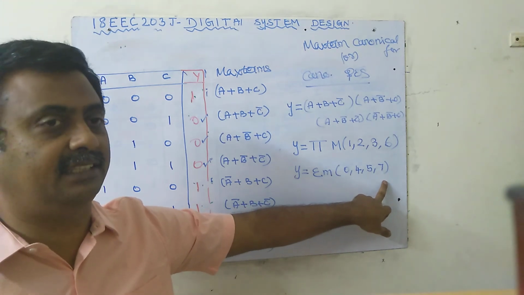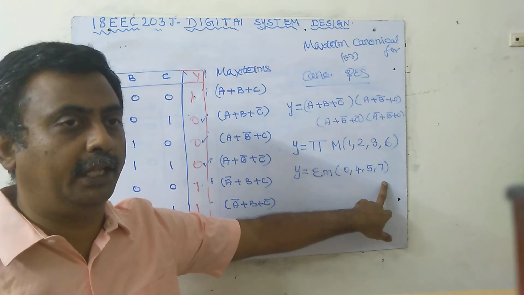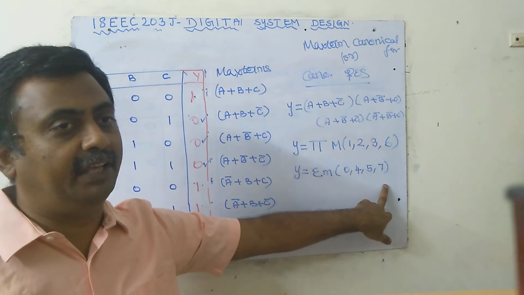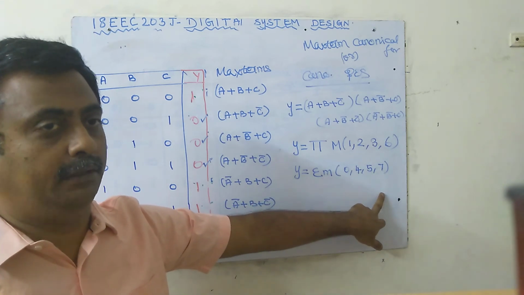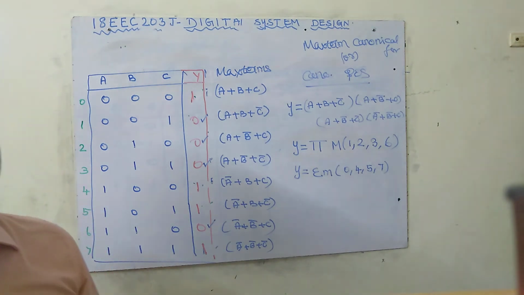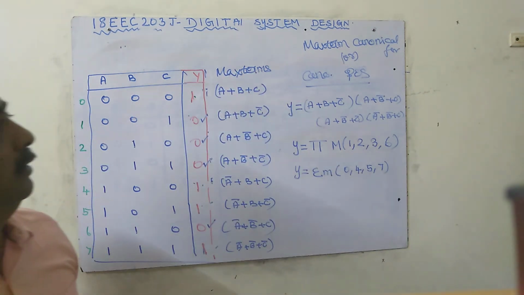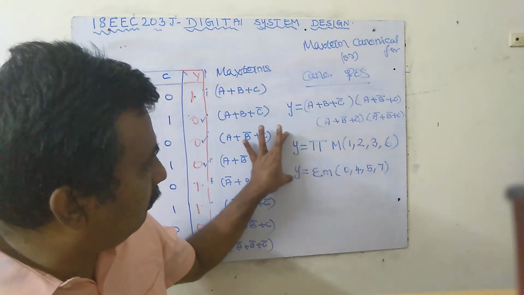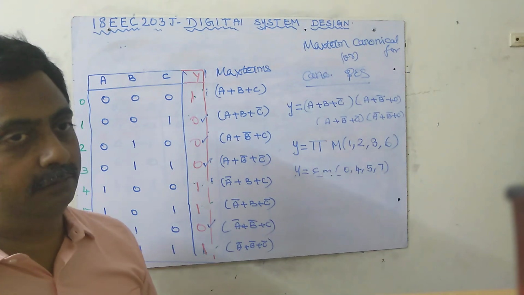Otherwise I can say it like this: less than 4 means 2 variable, less than 8 means 3 variable, less than 16 means 4 variable, and less than 32 means 5 variable. That is 2 power n minus 1. This is our general rule. Your question will be given like this, and from this you have to proceed.